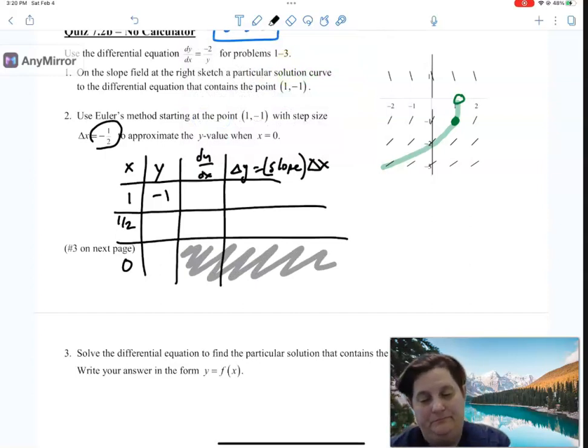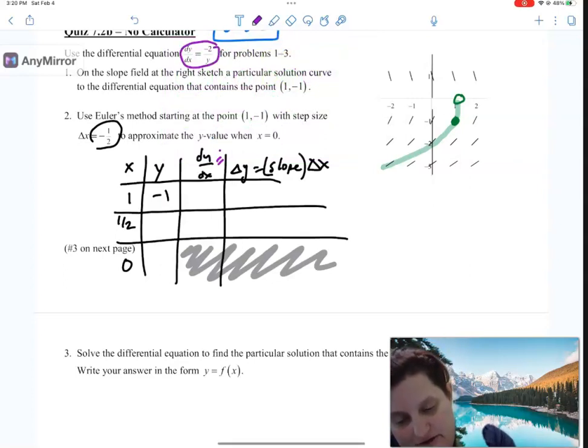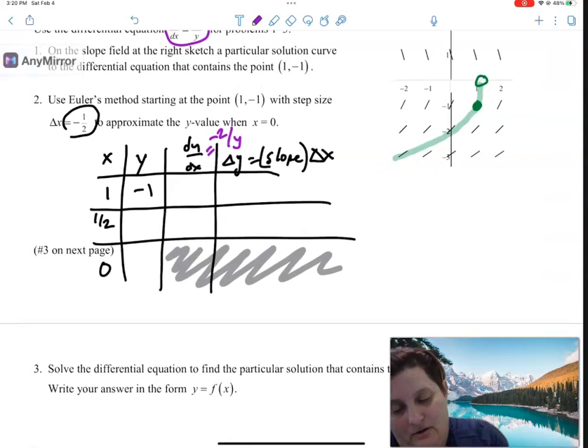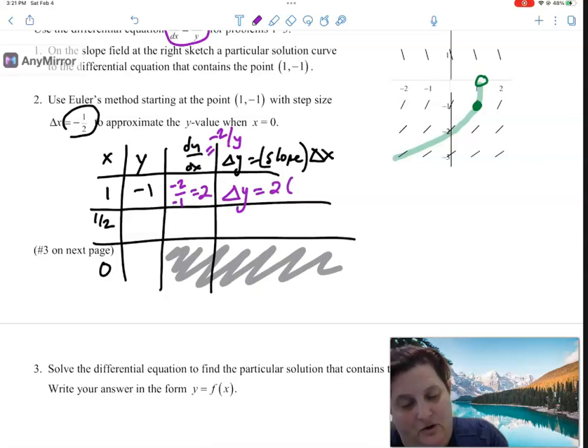All right. So a lot of times what I like to do is where my dy/dx is, I like to actually put my equation, -2 over y. Okay, so check it out. -2 over -1 equals 2. So the change in y is the slope times the change in x. And the change in x was a half. 2 times a half is 1. That's what I add to here. That gives me 0.